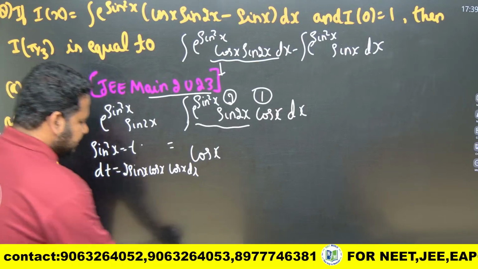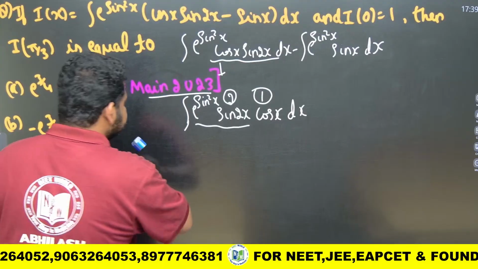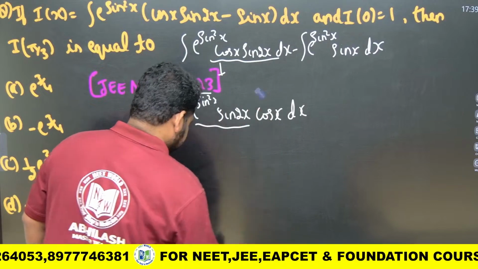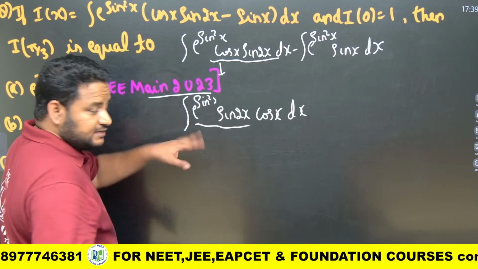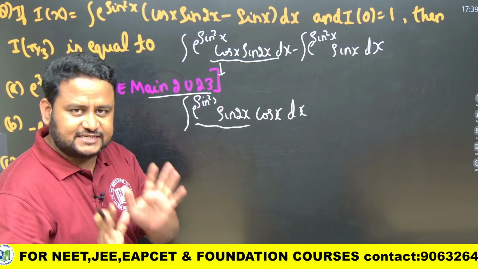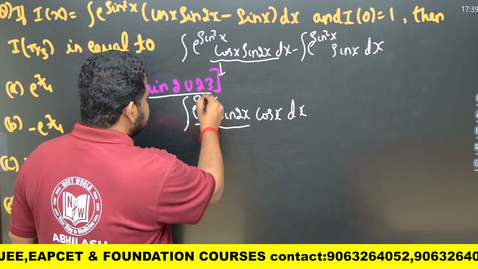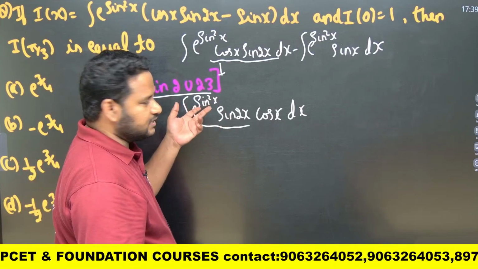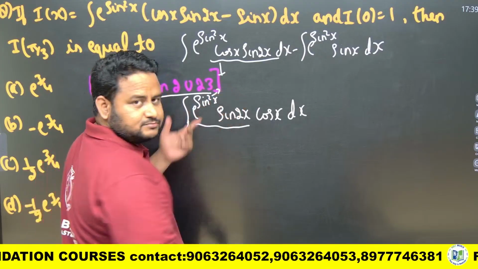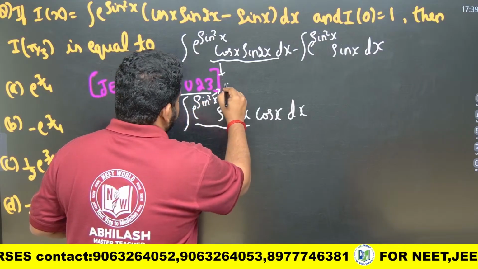So for that, instead of taking e power sin square x sin 2x, let me take this one. Focus here. Here I am using the trial and error method. Why I am doing this is for you to understand which function I should take as the first function and which as the second function. So I can take this entire thing e power sin square x sin 2x as the first function.